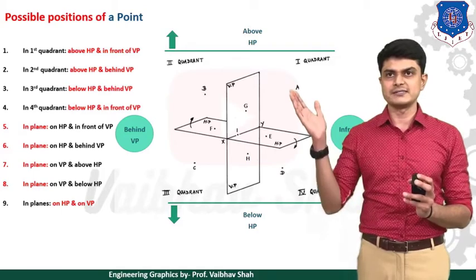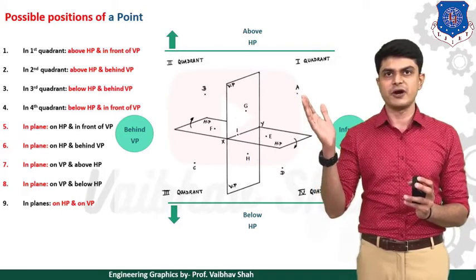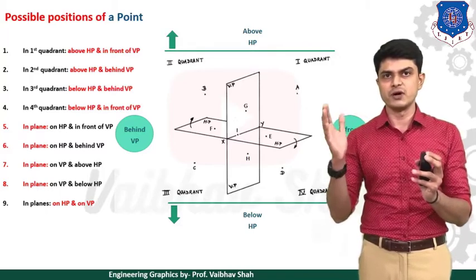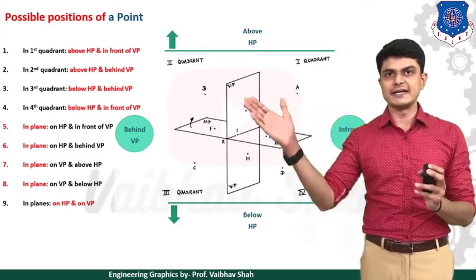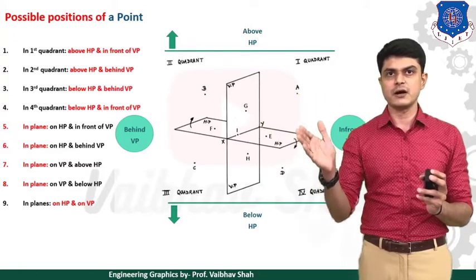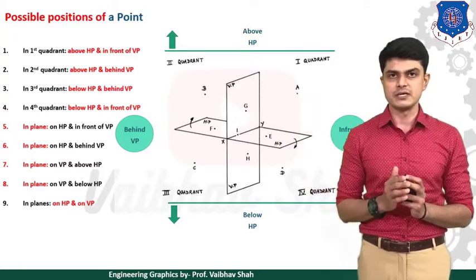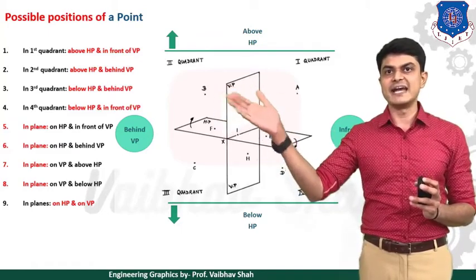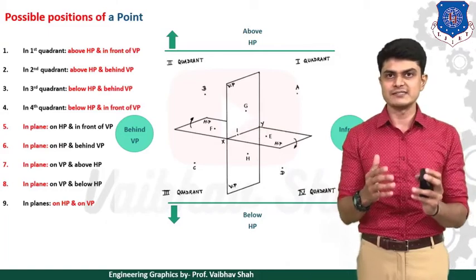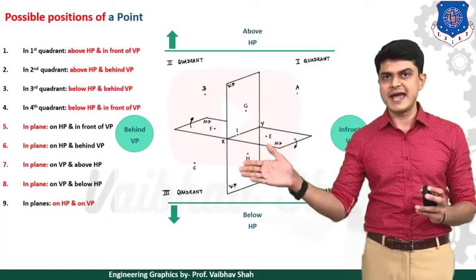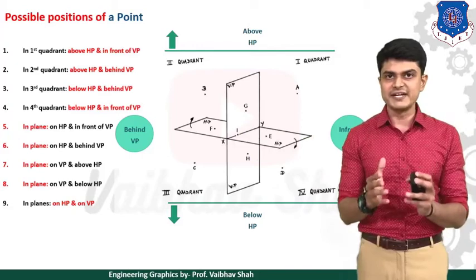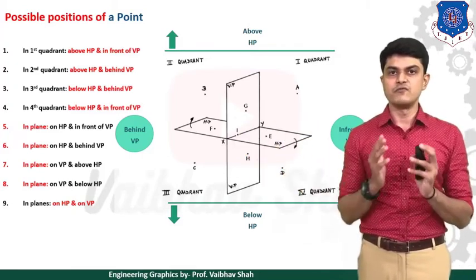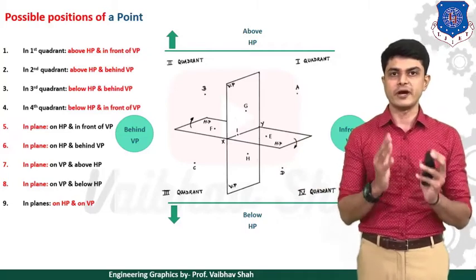The first point is in the first quadrant, so this is point A. For point A, as you can read from point number 1, it is above HP and in front of VP. For B, we can say that it is above HP but behind VP. For point C, it is below HP and behind VP. For point D, it is below HP and in front of VP. So these are our first 4 points.